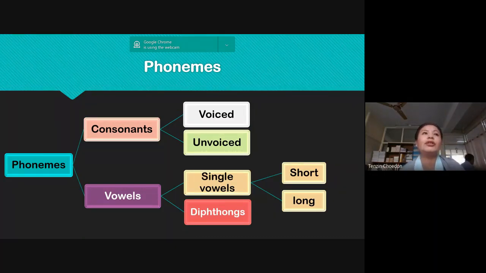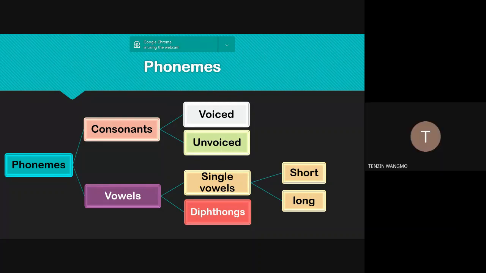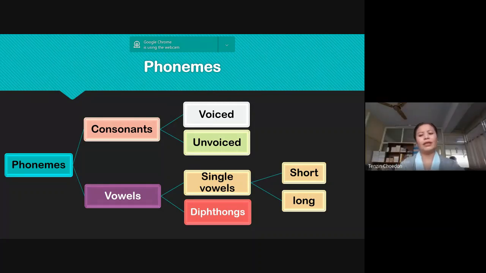Okay, let's look at this. The phonemes in general, about phonemic awareness and different phonemic awareness activities, we have already discussed in our last session. So looking at phonemes in more detail here, phonemes can be classified as consonants and vowels. Again, consonants can be voiced as well as unvoiced. Then we have vowels, single vowels, and diphthongs.